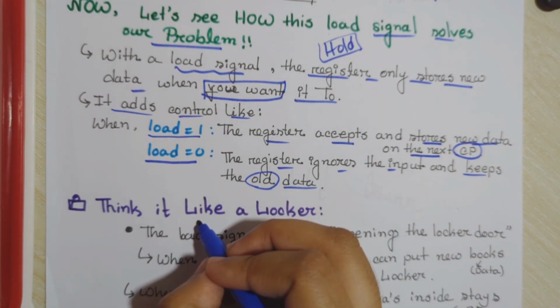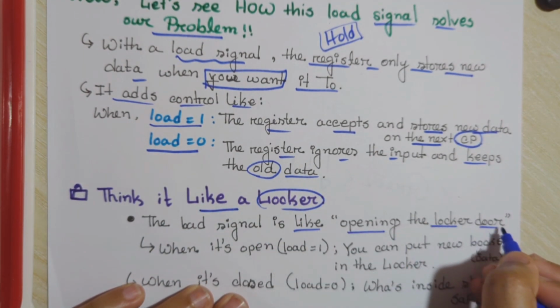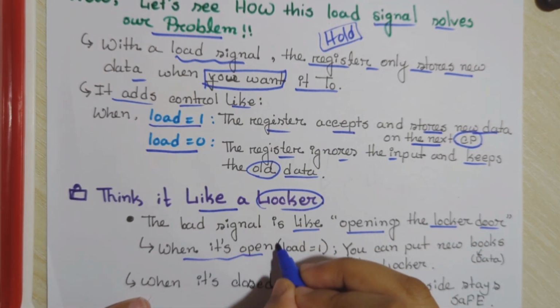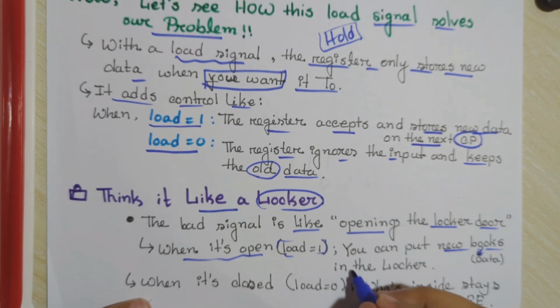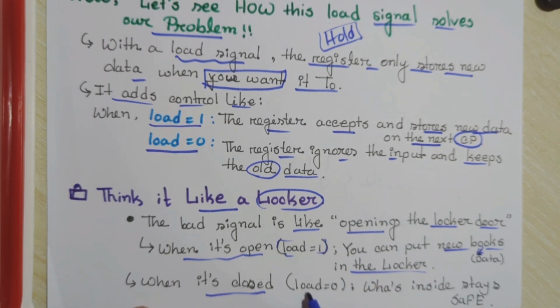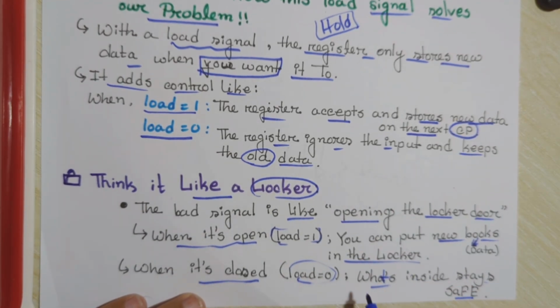Let's think of it like a locker. The load signal is like opening the locker door. When it is open, meaning load equals 1, you can put new books, meaning data, in the locker, and when it is closed, meaning load equals 0, what's inside stays safe, meaning no new books can be kept inside the locker. This is how load works in a register.